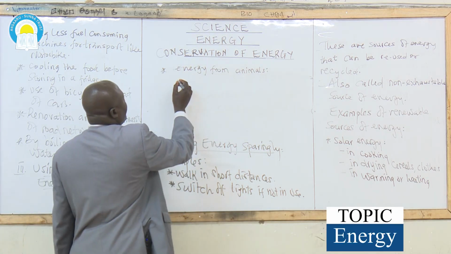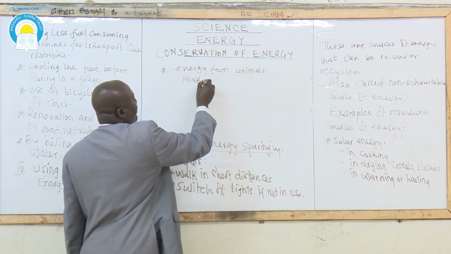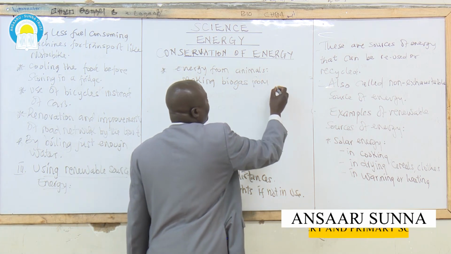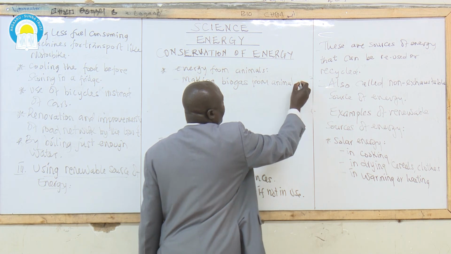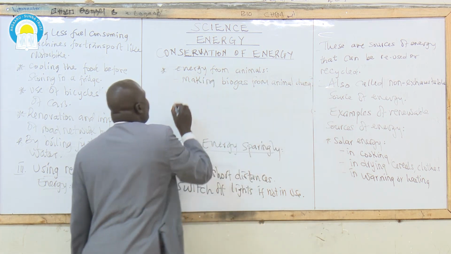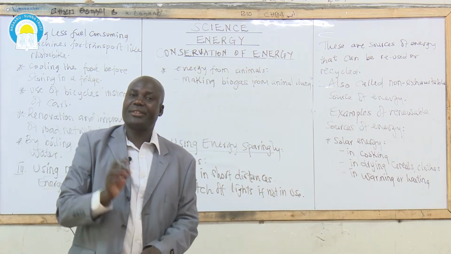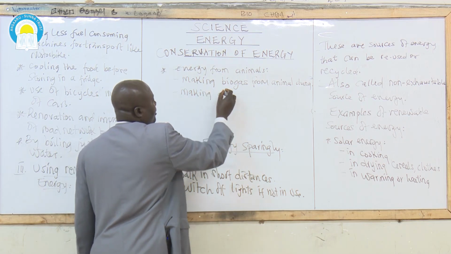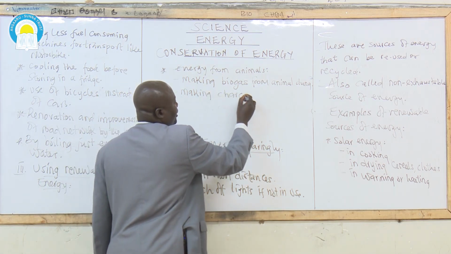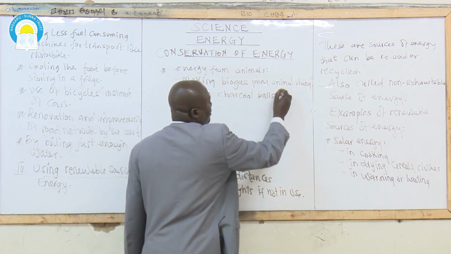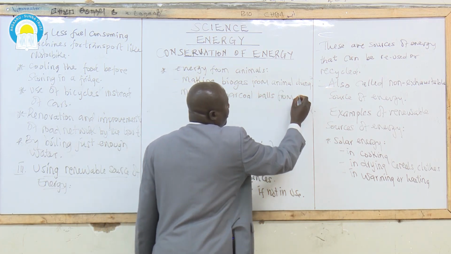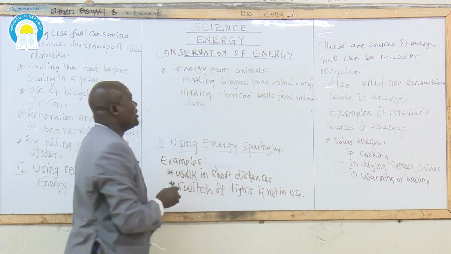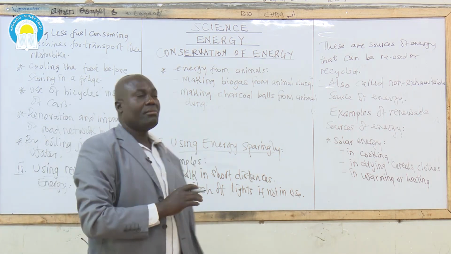Energy from animals, for example, making biogas from animal dung. Two, we can also make charcoal balls from cow dung. Making charcoal balls from animal dung. So those are the ways we can use energy from animals.